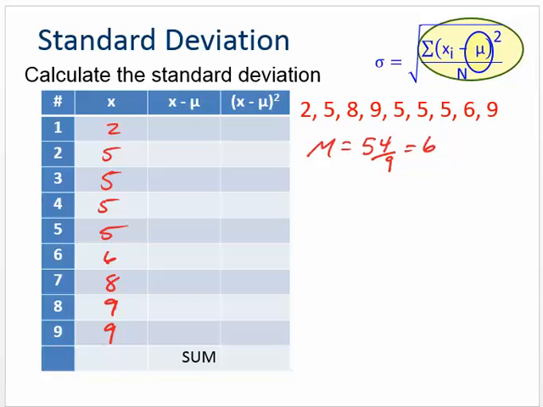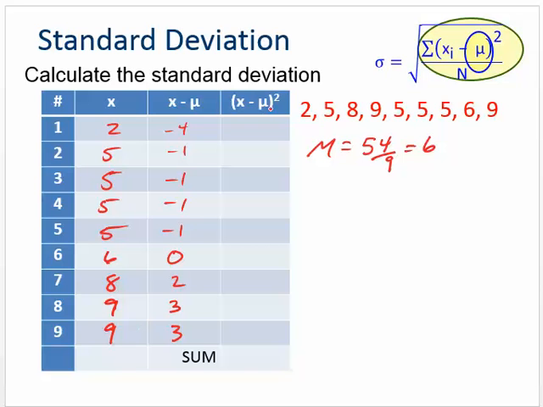Okay, what I've done here is I've gone ahead and filled in the rest of the table. I put them all in order so they're side by side, and then the mu. The next step is to take each number and subtract the mu from it. Well, 2 minus 6 is negative 4. 5 minus 6 is negative 1. That means all of these here are negative 1 as well. 6 minus 6 is 0. 8 minus 6 is 2. 9 minus 6 is 3, which means the last one is 3 as well. And that's why I put them in order, so that I can see that very easily.